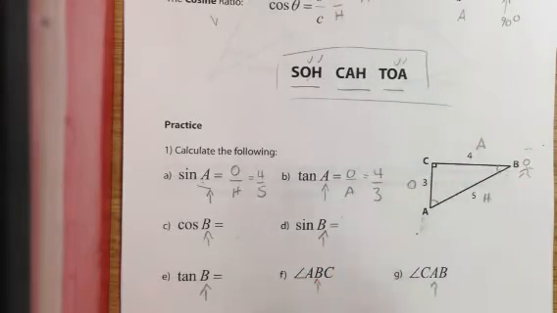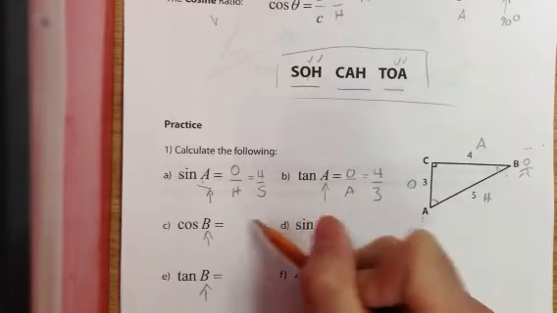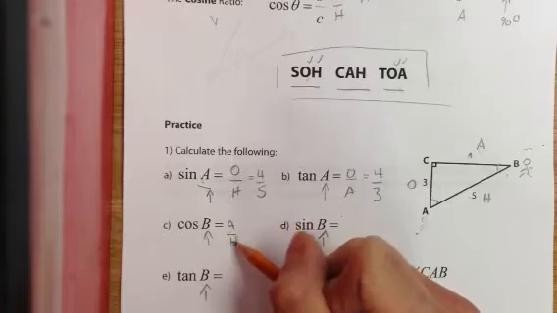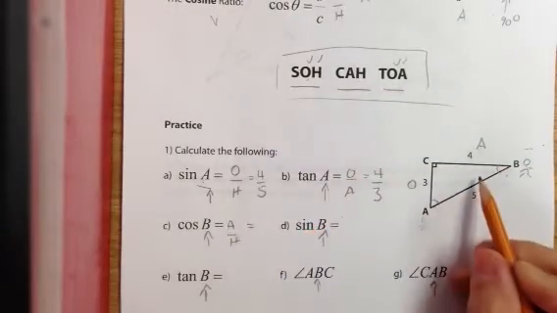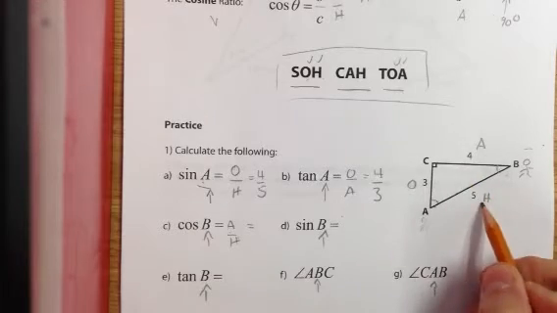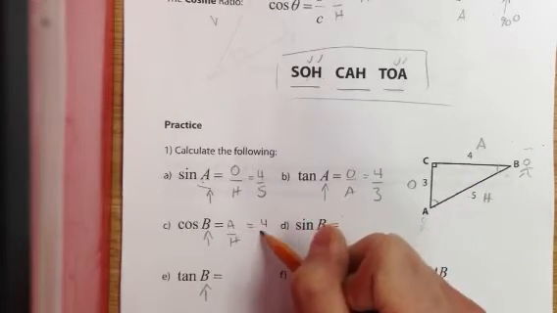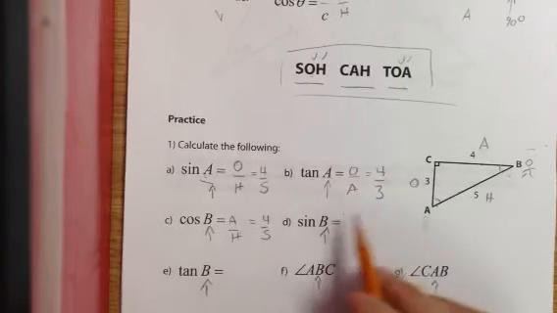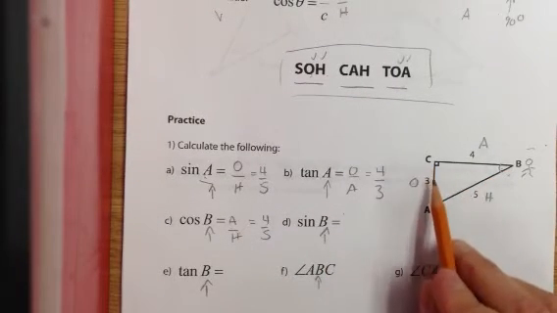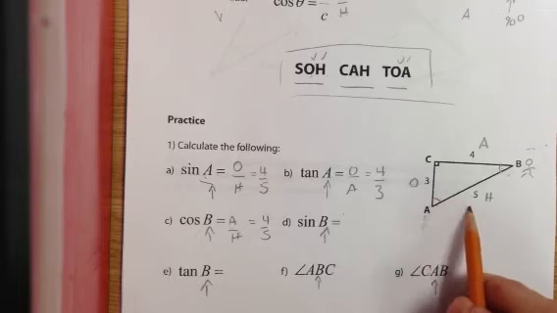Okay, now you can do the question. Cos of B says take the A over the H. The A side this time is now 4, and the H is 5. So cos of B equals 4 divided by 5. Okay, sine of B says from B take the O over the H, so 3 over 5.